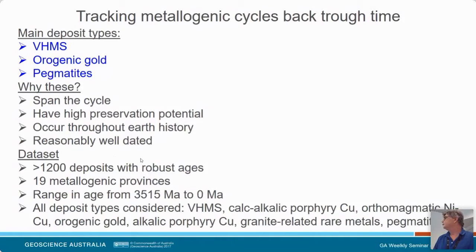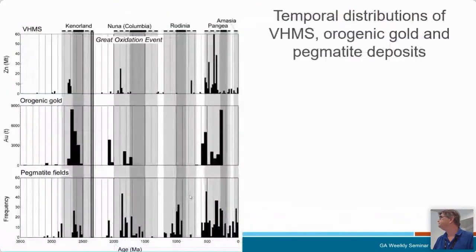And speaking of the data sets that we've got, we have about 1,200 deposits with robust ages. They're from 19 metallogenic provinces from around the world. They range in age from about 3.5 billion years to now. And the deposits that we've considered include VHMS, calc-alkali porphyry copper deposits, orthomagmatic nickel copper deposits, orogenic gold, alkalic porphyry copper deposits, and granite-related rare metals and pegmatite deposits. So these are the sorts of data that we're collecting because we think that in most cases, these sorts of deposits form along convergent margins.